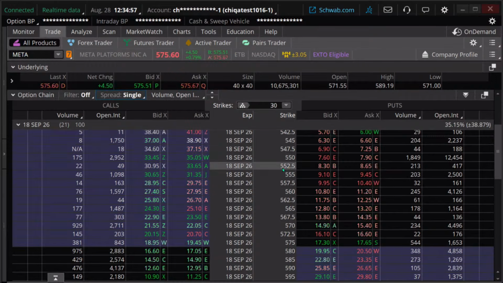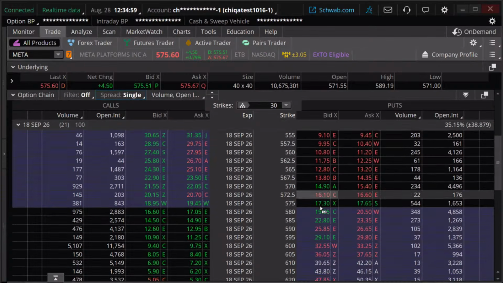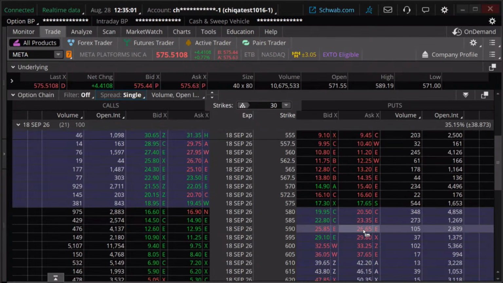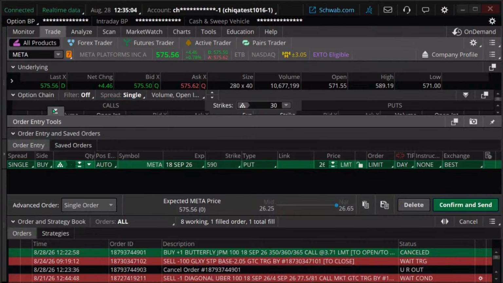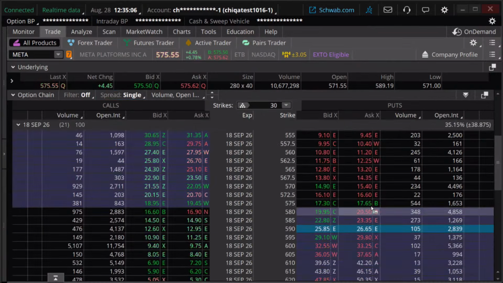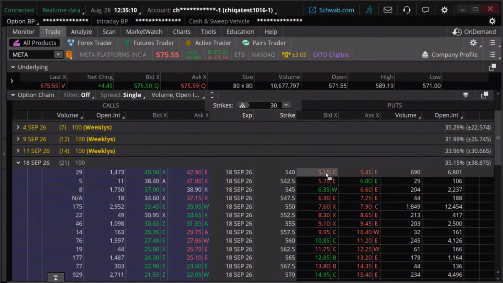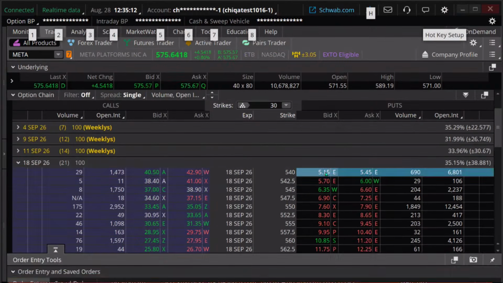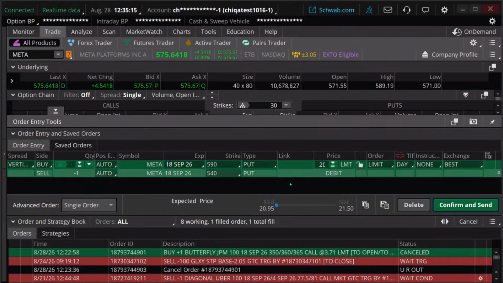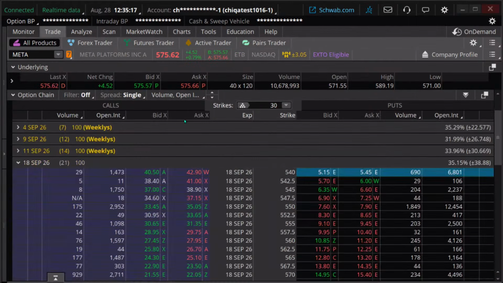let's see, it was 590, 560, 540 put. So 590 was long. Click on the ask price. 540 was the middle strike. I'm going to control-click on it. Okay. And I need more strikes.